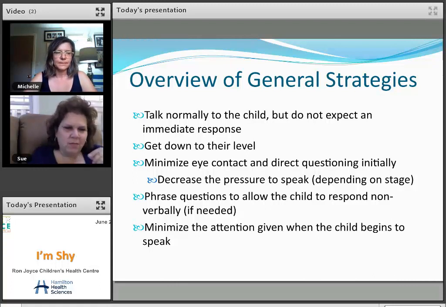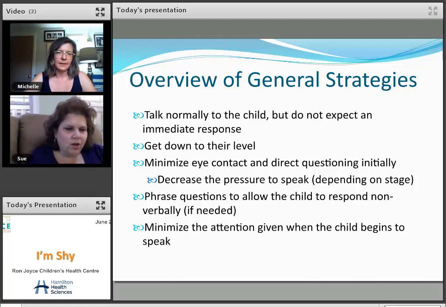And try to minimize that direct eye contact, because it really makes most people very uncomfortable. And certainly when you have anxious children or shy children, that eye contact puts up almost a barrier: I feel really uncomfortable, I'm shutting down. It almost feels like a bit of the Spanish Inquisition going on there. So we don't want to have that kind of direct questioning, at least not when you're starting out, right? And decrease the pressure to speak, especially depending on the stage where they're at.